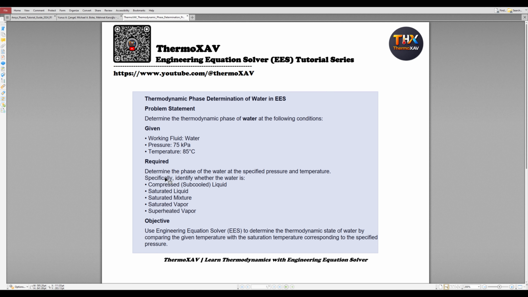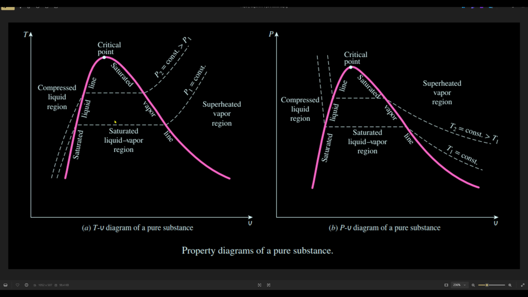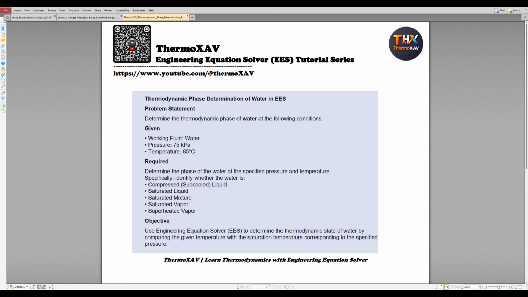To find out this region, the first step is to identify if this pressure and temperature depend on each other or not. If they depend on each other, then they are in the saturated liquid-vapor region or on these two liquid and vapor lines. Otherwise, they are not dependent on each other. So we will determine that for this problem today.